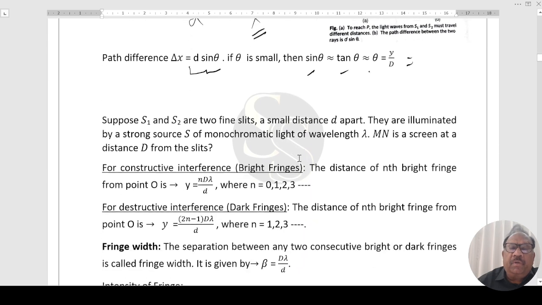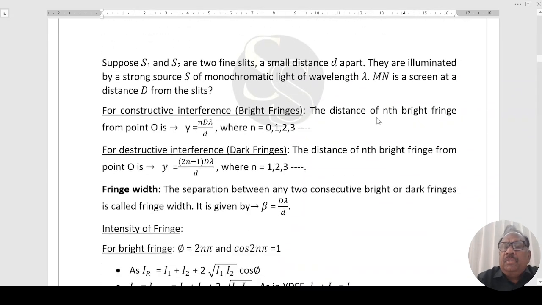For constructive interference, the distance of the bright fringe y should be equal to n D lambda by small d, where n equal to 0 central is always the bright one. For constructive interference, cos phi should be plus 1, and for destructive interference cos phi should be minus 1. Correspondingly we have derived this.